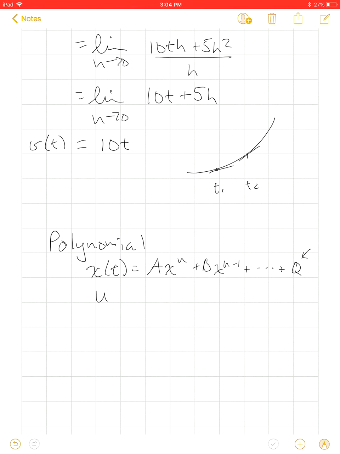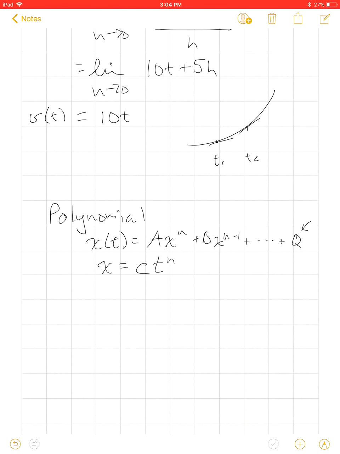We write this as, in this case I'm writing the equation as x. x will have the form of c times t to the nth power. Okay? That means that the derivative of x with respect to time is going to be equal to n, so we're going to multiply times that power. We're going to keep that constant, and then we're just going to reduce the power by 1.